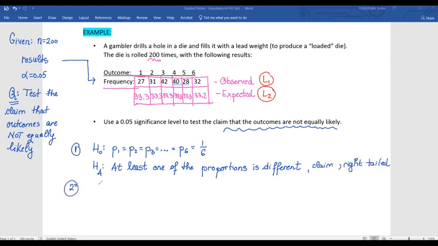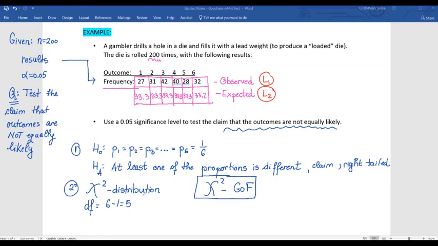Step 2, let's go ahead and write down the chi-square distribution. Chi-square distribution is the one that needs to be used here. This is a goodness of fit test. To be specific, we are using the goodness of fit test, GOF, and this is a command on your calculator. The degrees of freedom for this one will be the number of categories minus 1. In this case, the number of categories, the number of outcomes, is 6, minus 1, which is 5. In order to find the p-value and the chi-square test value, instead of using the formula, I will be simply doing the test.